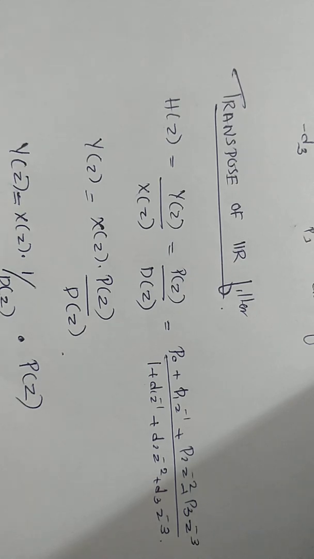Now let's check into the transpose of the IIR filter. We have derived the general structure of IIR filter in direct form 1 and 2. We need to draw the transpose of the structure also. So let's check into it.